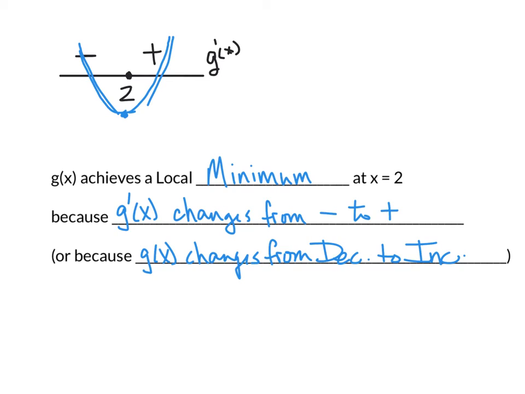So be careful as you're justifying these things to stay away from the word "it." You don't want to say it changes from positive to negative or negative to positive, or it changes from increasing to decreasing, or vice versa. Be very specific in what you're referring to, whether it's the original function or the derivative. The derivative is changing positive and negative. The original function is changing increasing and decreasing.